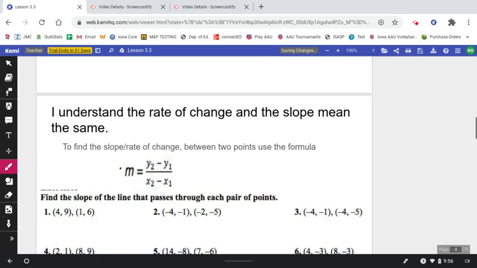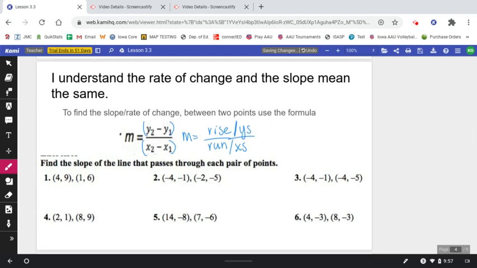So to find the slope or the rate of change between 2 points, we have a formula we're going to use. And it's m equals (y2 minus y1), and that needs to be in parentheses, over (x2 minus x1) in parentheses. So we've heard slope a lot of time called rise over run. And so I just remember that rise rhymes with y's. And then the run is the x's.